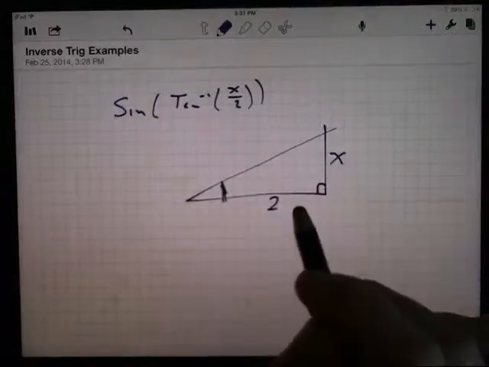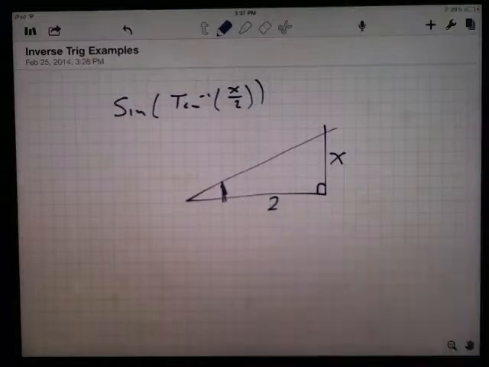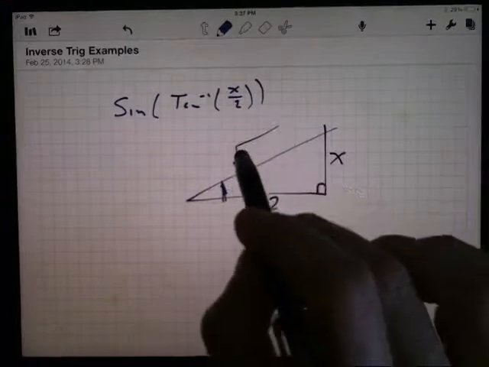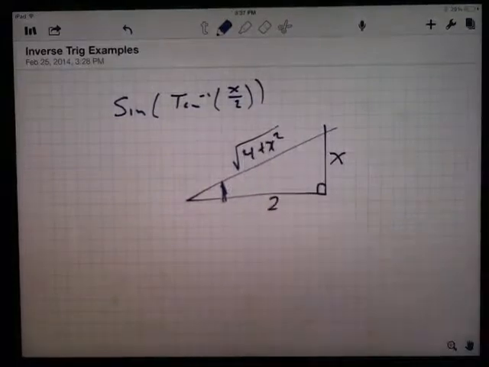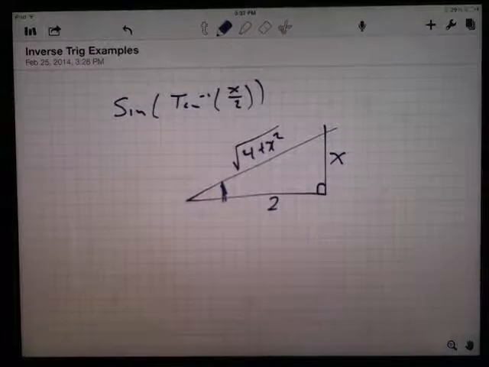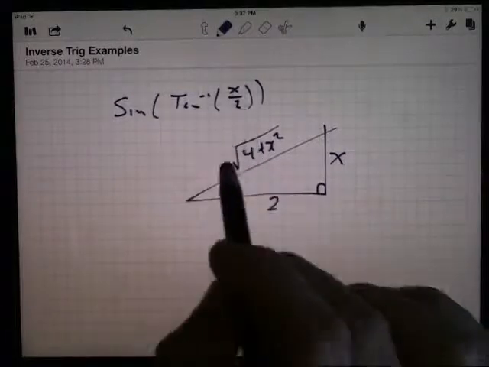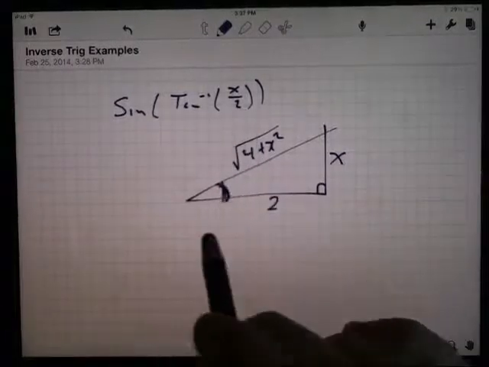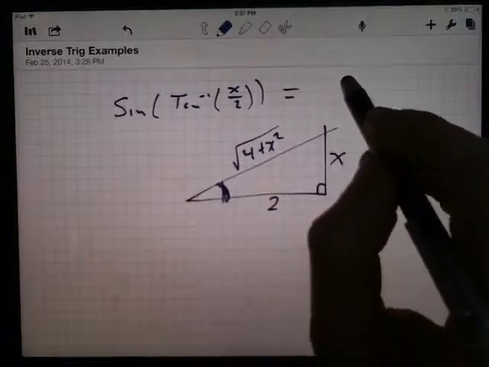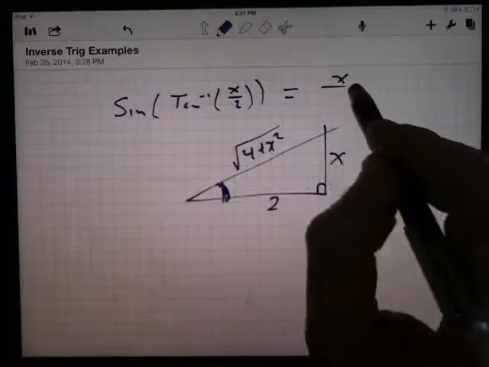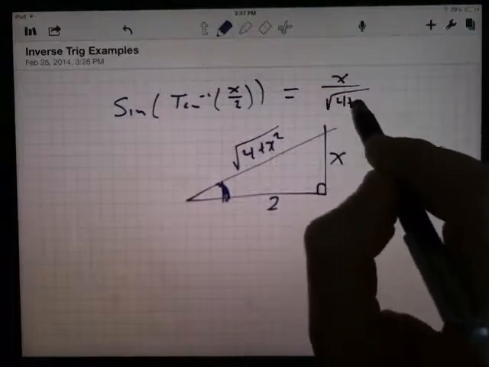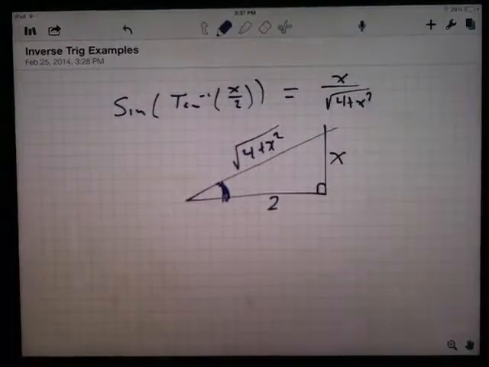But once I have that, I know the third side. You tell me one trig function, I know them all. Right? So this is the square root of 2 squared, which is 4, plus x squared. So what's the sine of this angle? What's the sine of this angle right here? Well, the sine of that angle is the opposite over the hypotenuse, x over the square root of 4 plus x squared. Okay. Let's try one more like that.